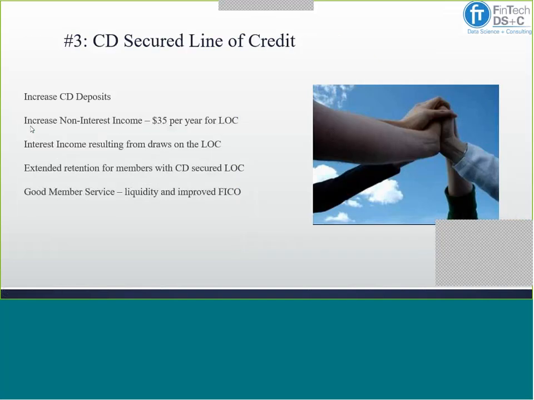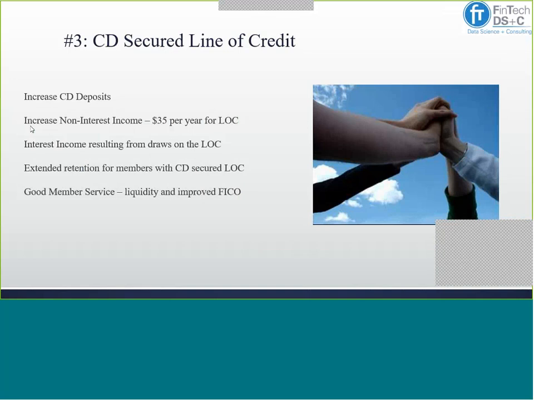Thirdly, let's talk about a CD-secured line of credit. Now, I know we're talking about increasing deposits. So why would we be talking about a credit product? And this is one of these, just a small step outside the box. We're talking about increasing deposits, and I'm going to mention to you if you considered offering a CD-secured line of credit. Again, segmentation is key. It shouldn't be one offer to everyone.